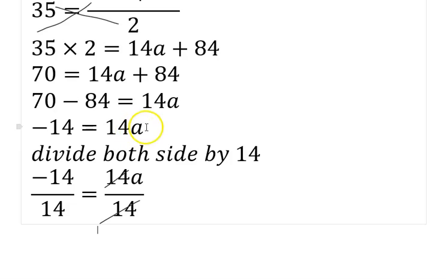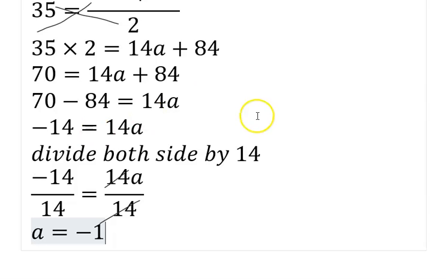So our a can stand alone, which is equal to 14 divided by 14 here will give us what? 1, but we have a negative sign here, so minus 1. So that is our a. That is what the question is asking from us, that we should look for the first term.